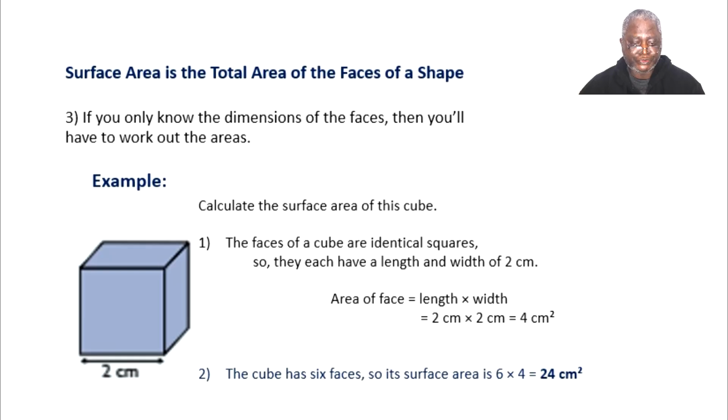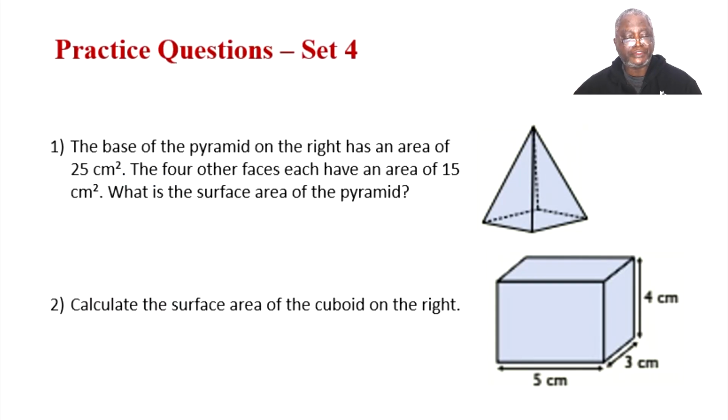The faces of a cube are identical squares. So when you know one side, you know the other side. So they each have a length and width of 2 centimeters. Area of a face is equal to length times width, that is 2 times 2, which is equal to 4 square centimeters. The cube has 6 faces, so its surface area is 6 times 4, which is 24 square centimeters. Practice question set 4.